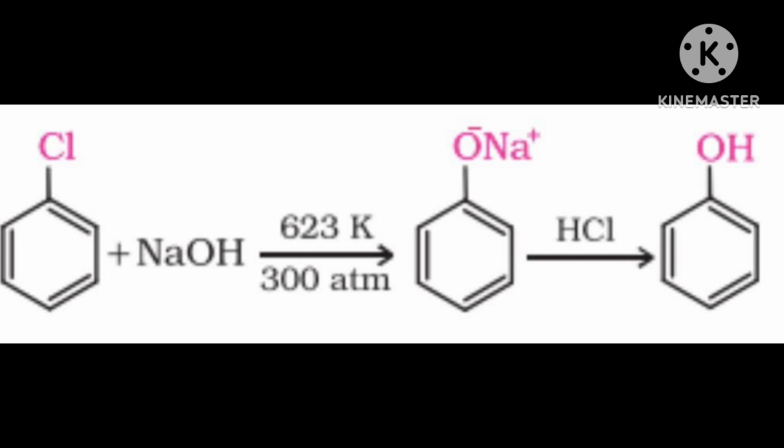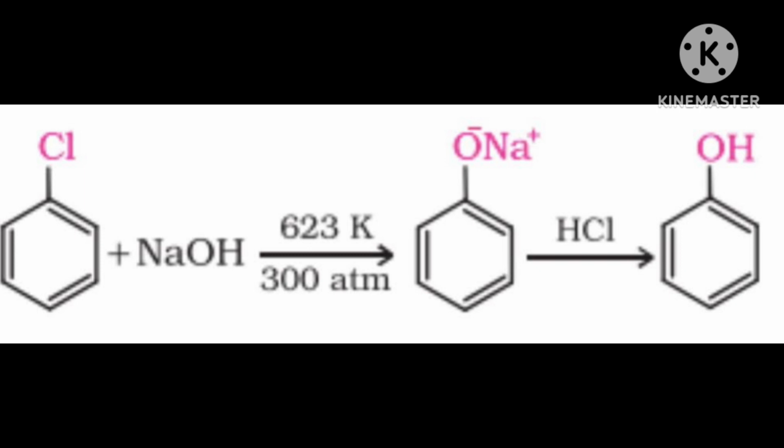Phenol, also known as carbolic acid, was first isolated in the early 19th century from coal tar. Nowadays, phenol is commercially produced synthetically. In the laboratory, phenols are prepared from benzene derivatives by many methods. I will tell a few methods. First, from haloarenes. Haloarene means chlorobenzene.